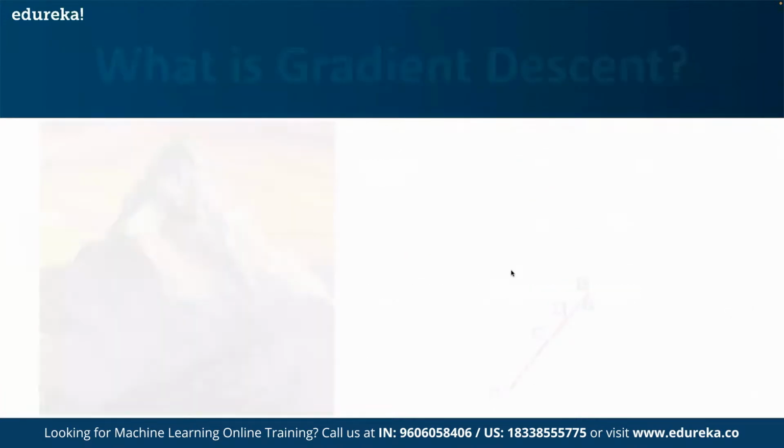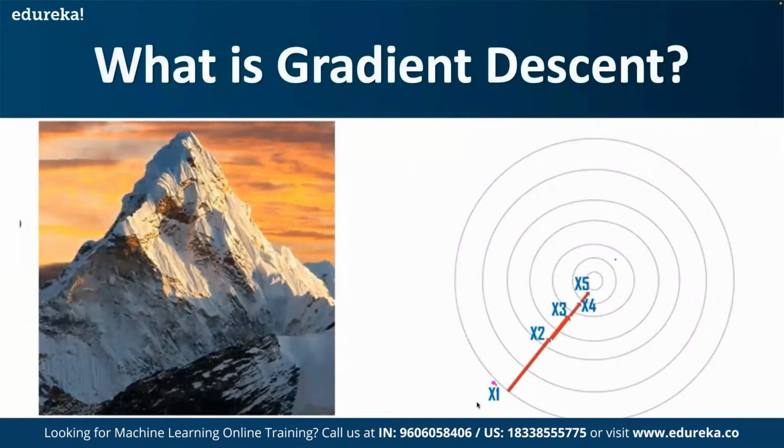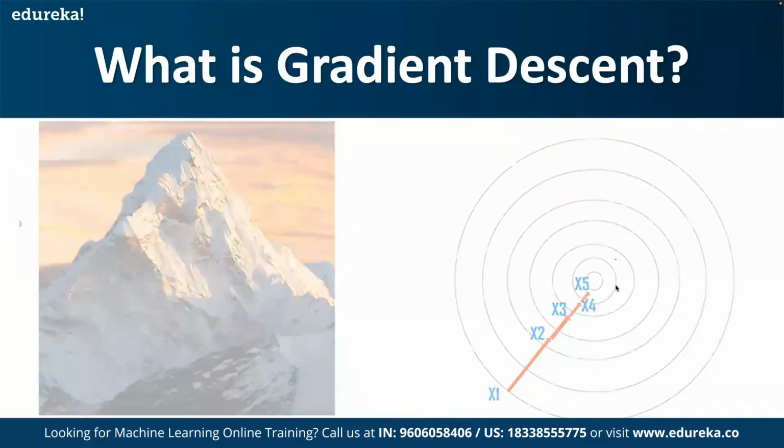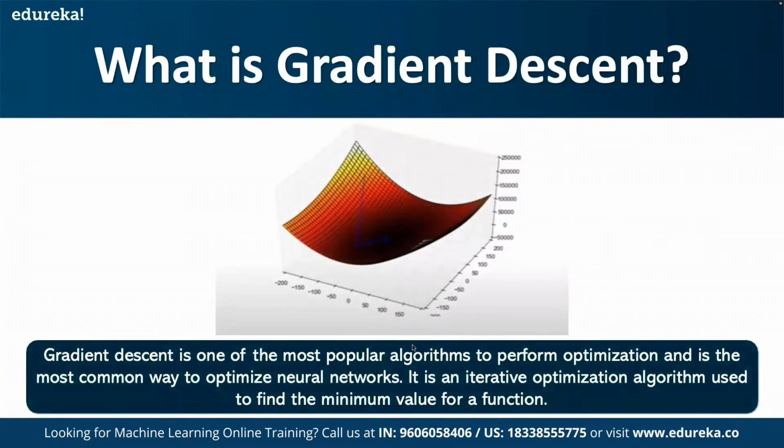So X1 represents the high value of loss, and I want to move towards X5 where the value of loss is minimal. I want to move from the high cost region to the low cost region. That's the overall idea of this gradient descent algorithm. If you try to visualize this in a 3D plane, this is how it would look. You can clearly observe that gradient descent is an optimization algorithm, one of the common ways to optimize a neural network.